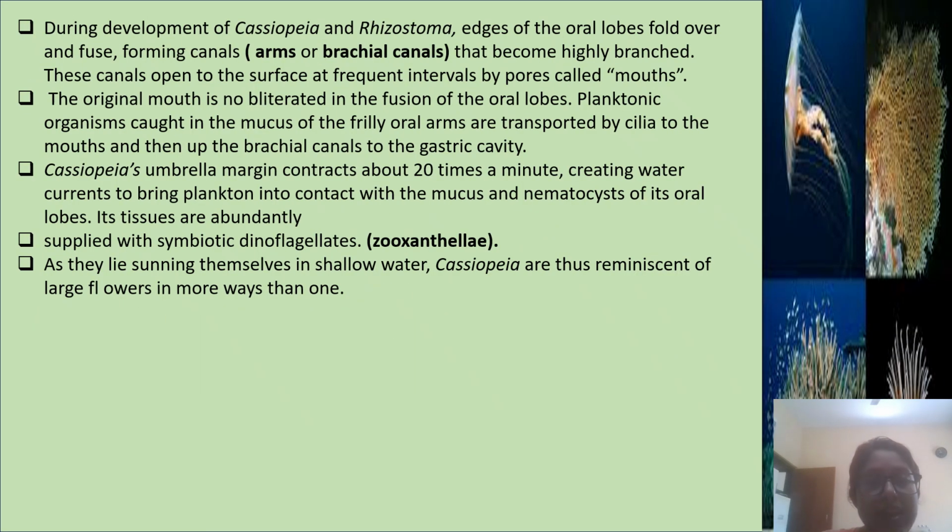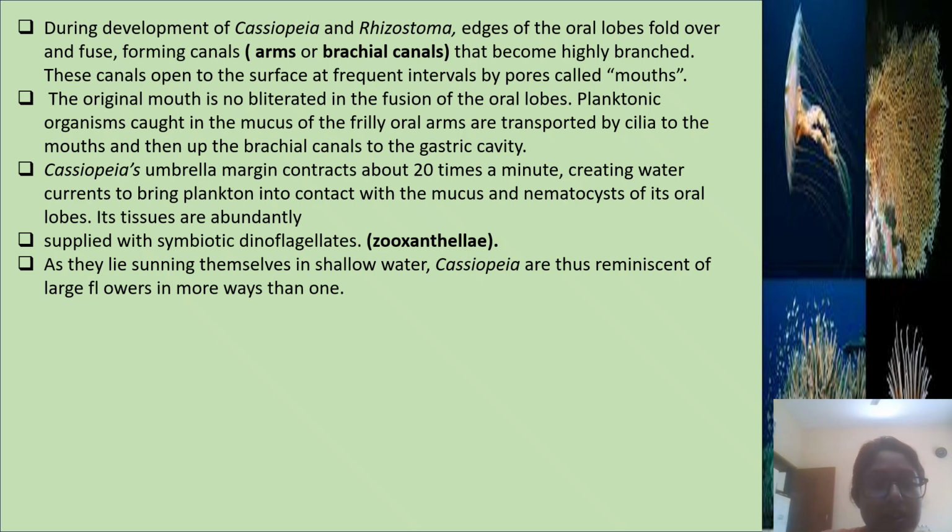During development of Cassiopeia and Rhizostoma, edges of the oral lobes fold over and fuse, forming canals, that is arm or branchial canals, that become highly branched. These canals open to the surface at frequent intervals by pores called mouths. The original mouth is obliterated. In the fusion of the oral lobes, planktonic organisms are caught in the mucus of the frilly oral arms and transported by cilia to the mouths and then up the branchial canals to the gastric cavity.